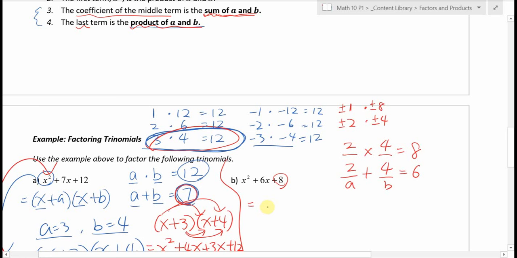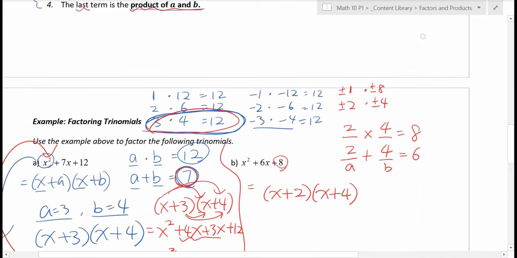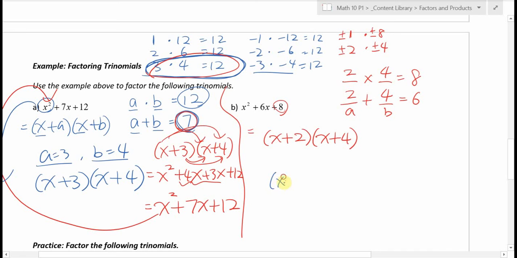And finally, your final answer then is just going to be x plus 2 and x plus 4. And again, you can double check by expanding it. Okay, so let's check. x plus 2 times x plus 4.